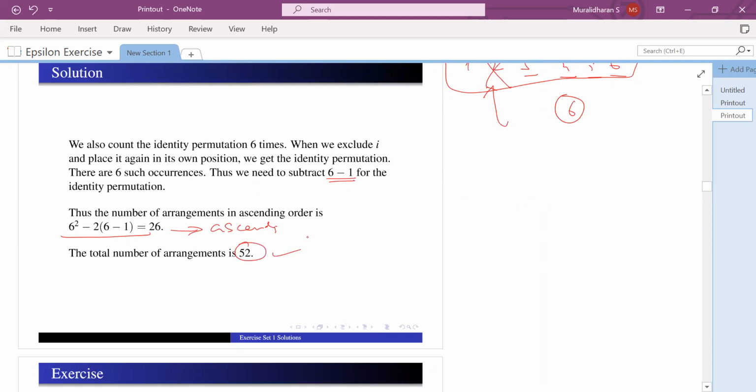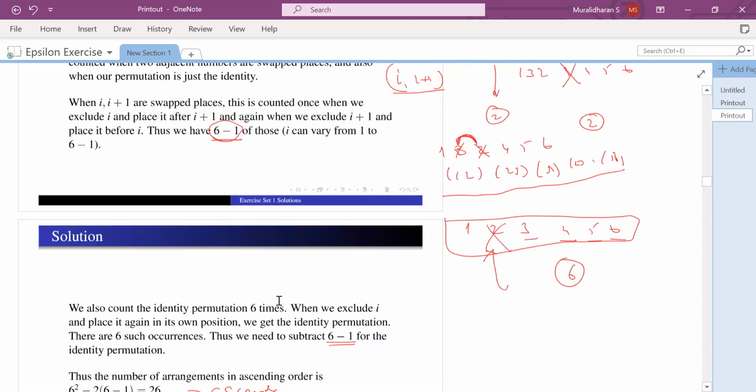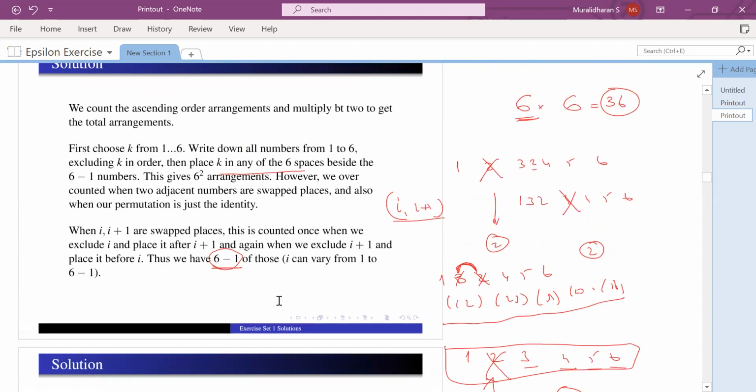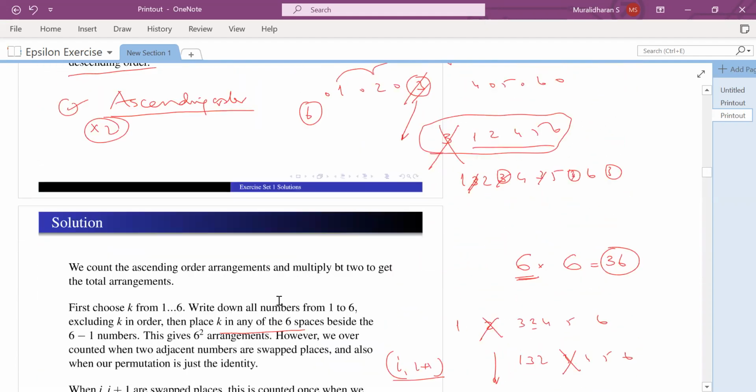Yes, Lakshmisha. Can you scroll up? Yeah. Scroll up to the question.